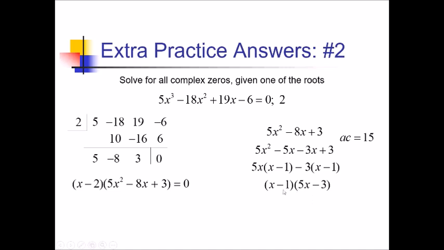There we go. So putting all of this together now, we have x minus 2, x minus 1, 5x minus 3. I'm just going to go through and zero out each of these factors. So going from left to right, we've got x equals 2, 1, and if I add the 3 and divide by 5, I've got 3/5 for my last answer.